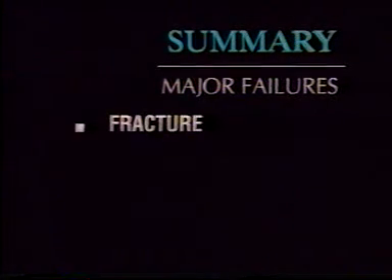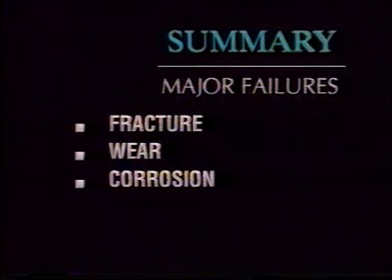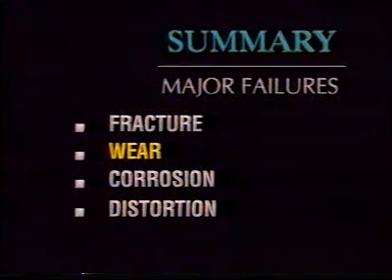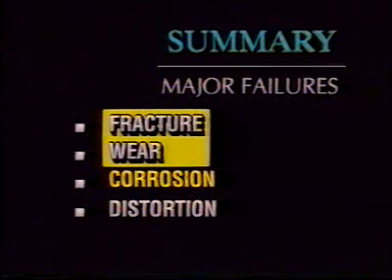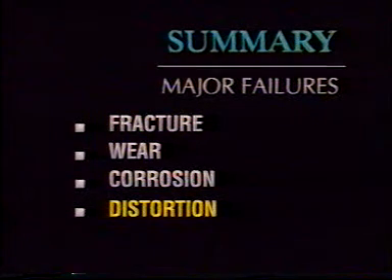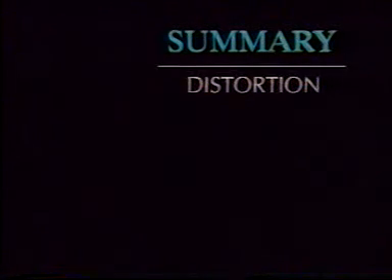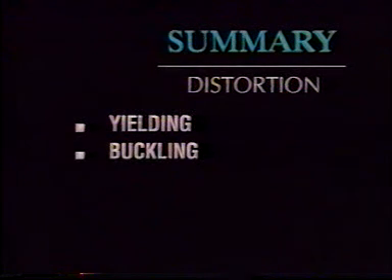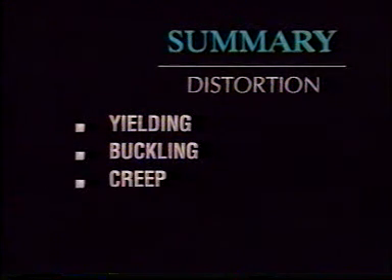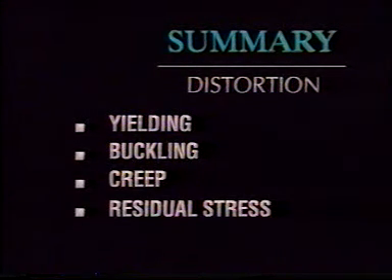Summary: the major failures are due to fracture, wear, corrosion, and distortion. Wear can lead to fracture. Corrosion can lead to fracture and wear. Distortion can deform parts so that they cannot perform their intended function. Plastic deformation is essentially permanent distortion. Distortion can be caused by yielding, buckling, creep, and residual stress.